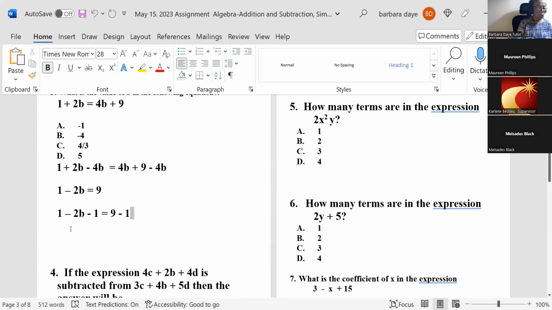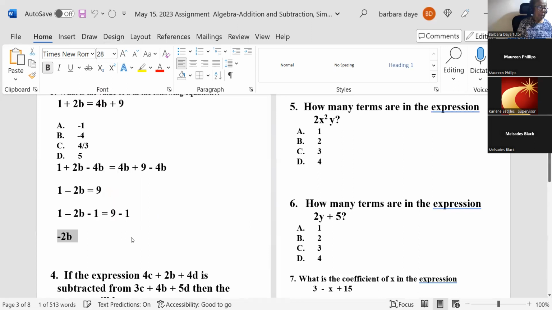Maureen, this is a plus 1. This is a minus 1. What's a plus 1 and a minus 1? 0. So you have a 0 and a minus 2B. So this would just be minus 2B, correct? Yeah. Okay. And 9 minus 1 equals what, Maureen? 8. Okay.